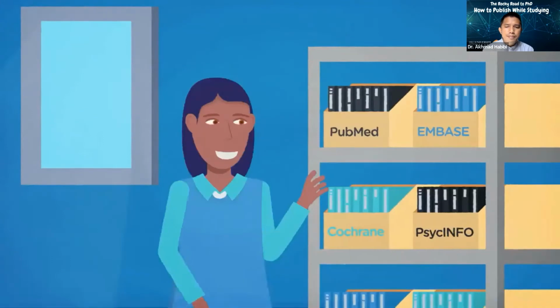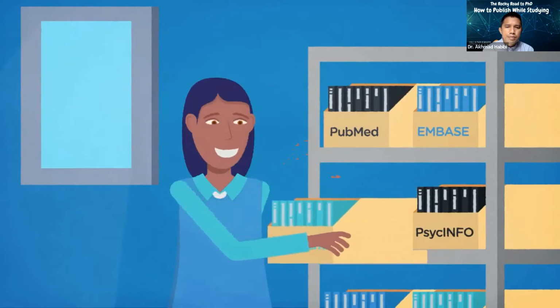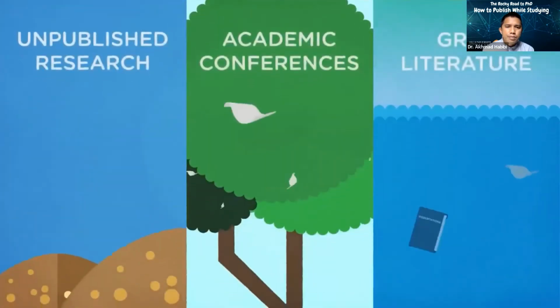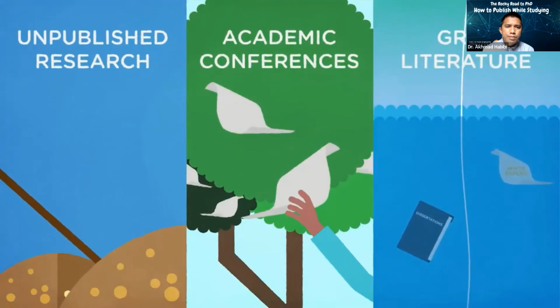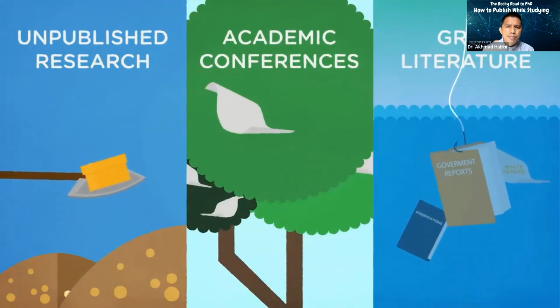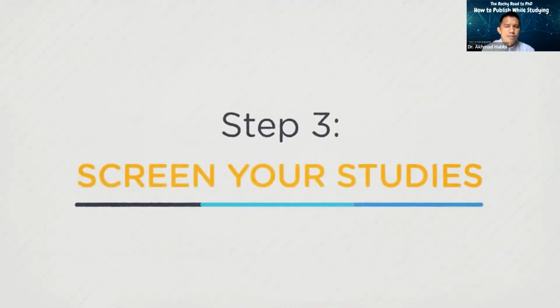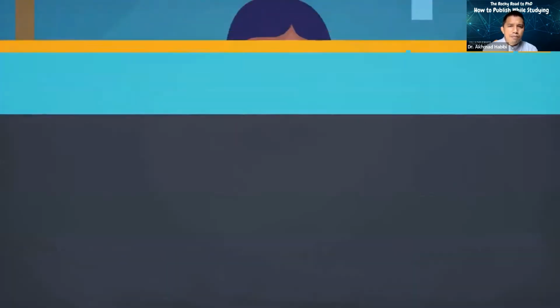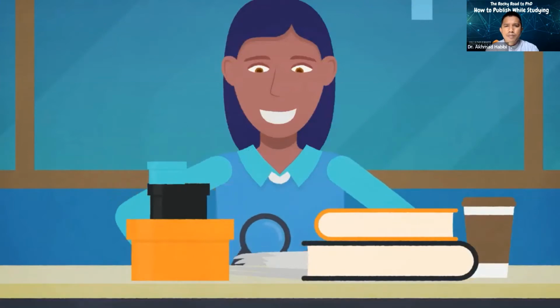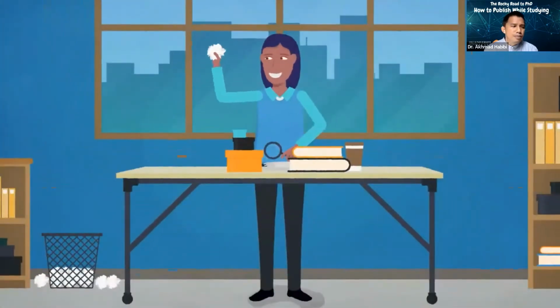Of course, you'll go to electronic databases to find published articles related to your question. But to find all of the evidence related to your questions, you might have to look in some unconventional places. Once you've searched everywhere for evidence, you can move on to step 3, screen your studies. In this step, you take a careful look at what you've gathered, removing evidence that doesn't answer your question or has research methods you want to avoid.